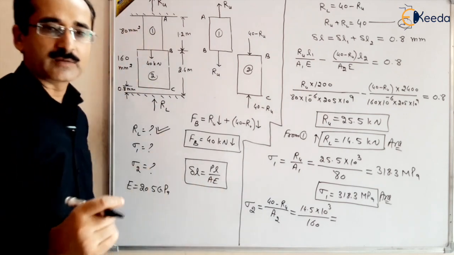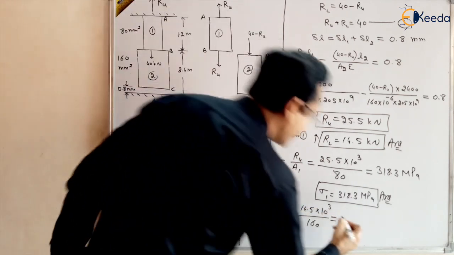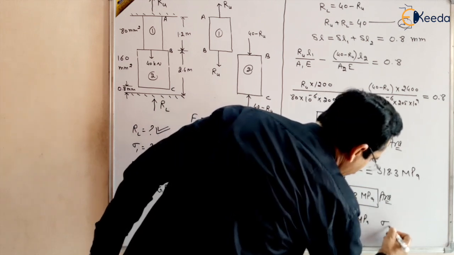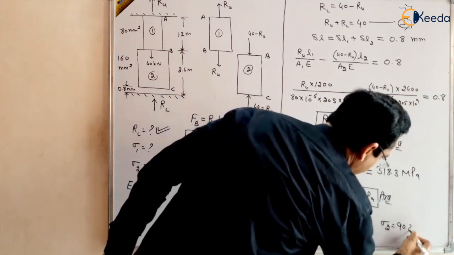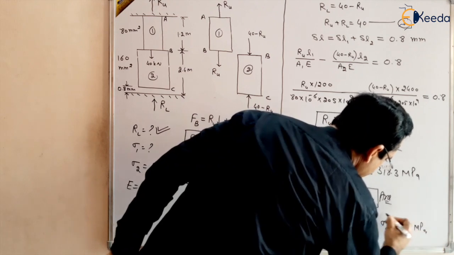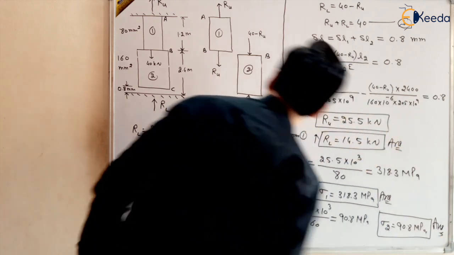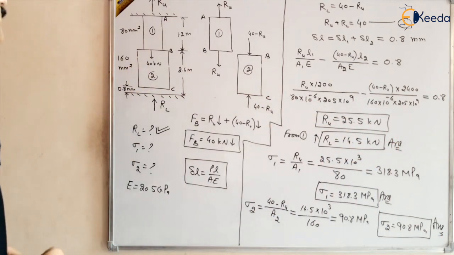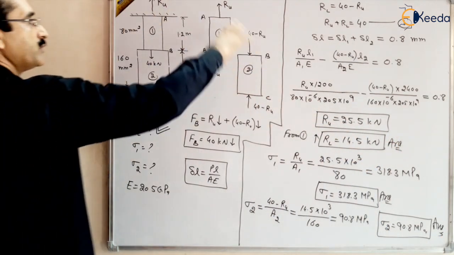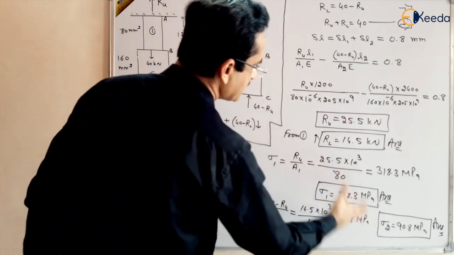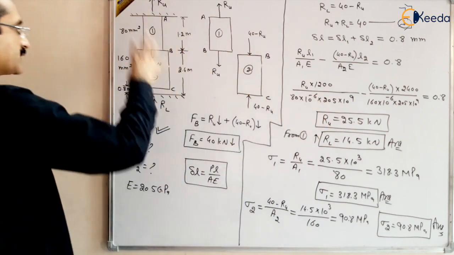The stress in part 2 is 90.8. Solve it and you will get 90.8 megapascal. So sigma 2 is 90.8 megapascal. This is the last answer of this question. So very easily, you have broken the bar into two parts, and you have obtained the reaction at the two ends, and finally you got the stress and reaction at the sections of the bar.